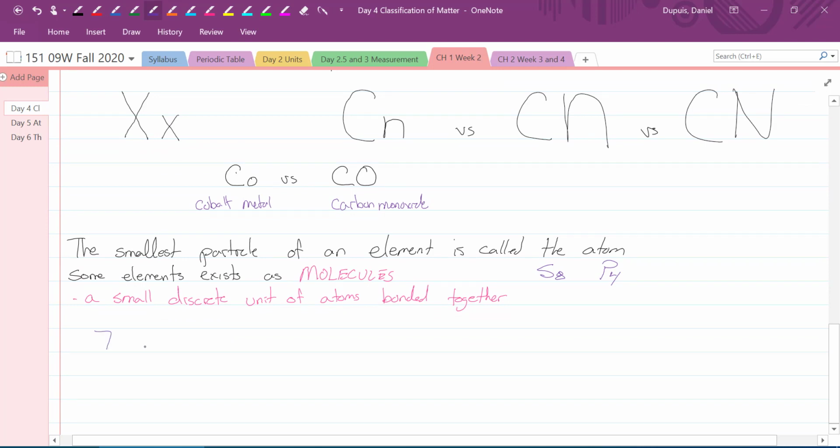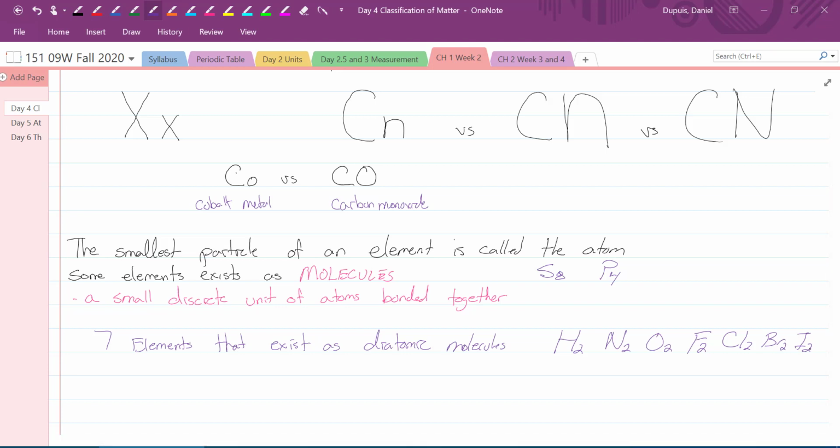There are 7 elements that exist as diatomics. Of course, that's H2, N2, O2, F2, Cl2, Br2, and I2. Hydrogen, nitrogen, oxygen, fluorine, chlorine, bromine, and iodine. So, it's good to know those. All right.